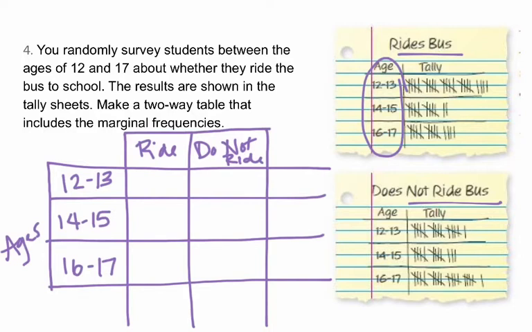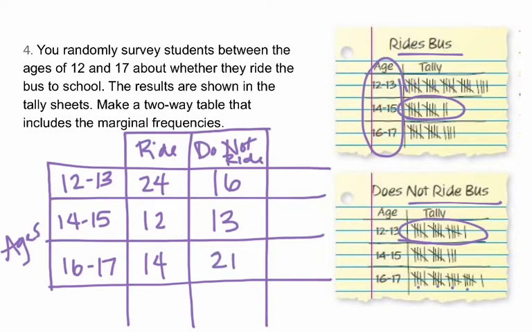So for 12 to 13-year-olds, how many ride the bus? We got 5, 10, 15, 20, 24. How many 14 to 15-year-olds do? 12. And how many 16 to 17-year-olds do? 14. How many do not ride the bus? So from 12 to 13, we've got 16 kids there. From 14 to 15, we have 13 that do not ride the bus. And from 16 to 17, we got 5, 10, 15, 20, 21.